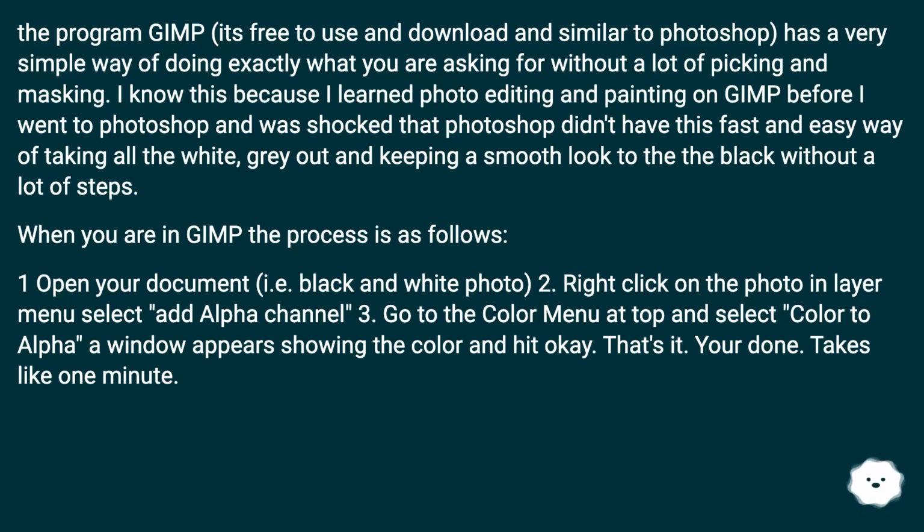When you are in GIMP, the process is as follows. 1. Open your document, i.e. black and white photo. 2. Right-click on the photo in Layer menu, select Add Alpha Channel. 3. Go to the Color menu at top and select Color to Alpha. A window appears showing the color and hit OK. That's it. You're done. Takes like 1 minute.